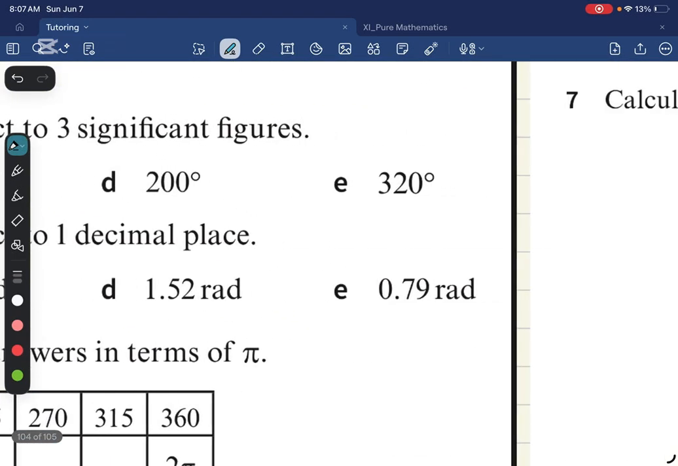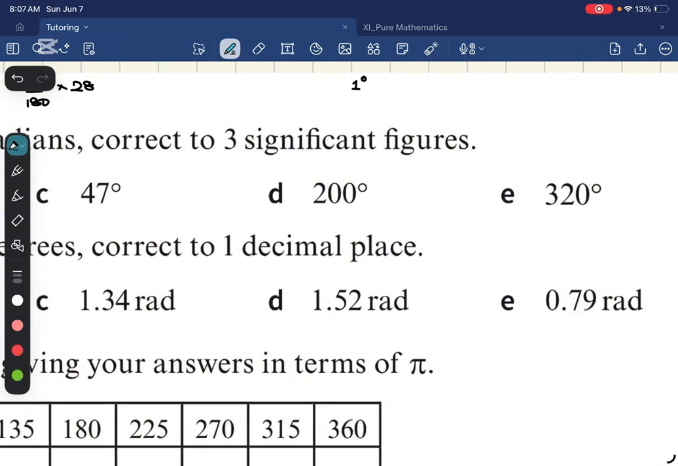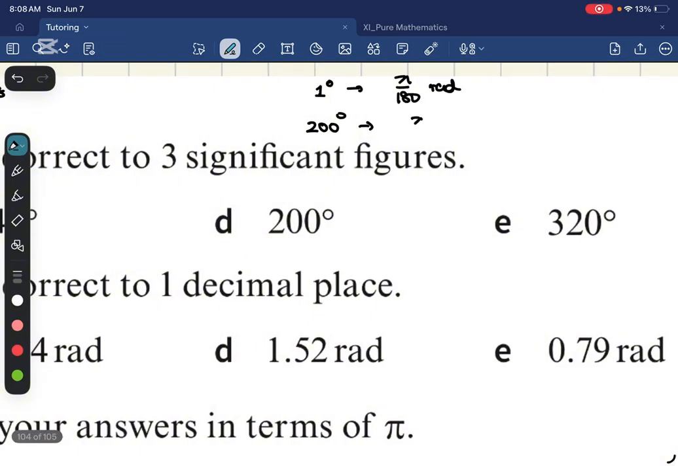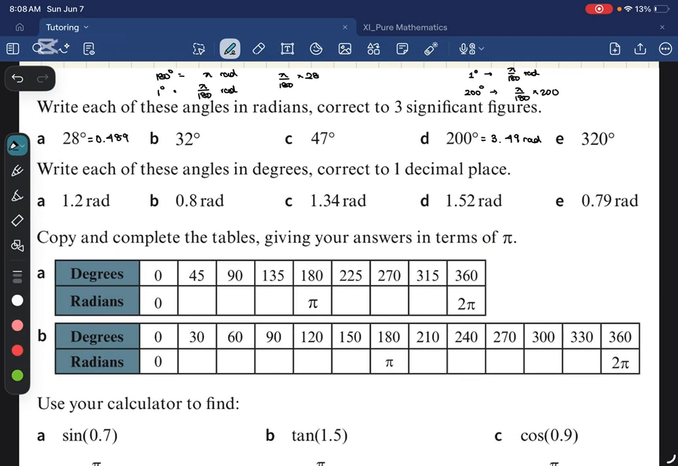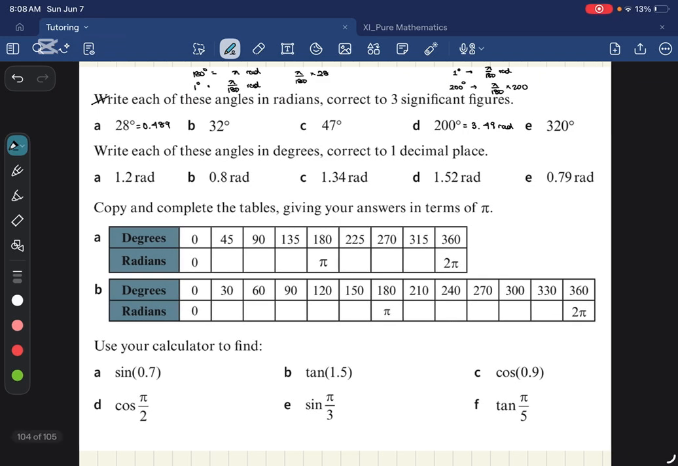And let me do one more. So what is 200 degrees? Well, 1 degree we figured out is always going to be pi over 180 radians, right? So 200 degrees is just pi over 180 times 200. And if you simplify, you get 3.49 radians. And that is it.